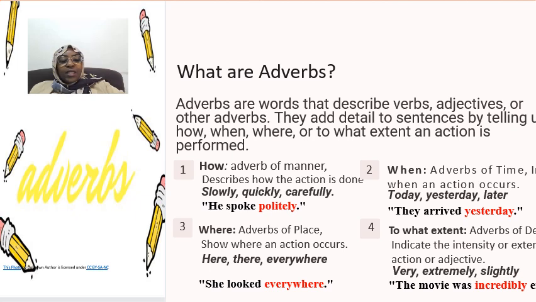Okay, now let's see the adverb of to what extent. It's an adverb of degree, which indicates the intensity or extent of an action or adjective. For example, very, extremely, slightly, and so on. Look at the example. The movie was incredibly exciting.